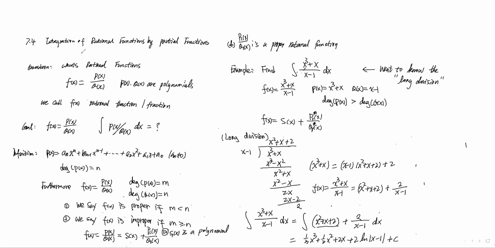Let's study partial fractions. This is a technique. So if we have a function f(x) equal to p(x) over q(x), we assume f(x) is proper. You may ask me, what if f(x) is improper? If f(x) is improper, you can use the long division. Look at here, right? You use the long division, you get a polynomial, and then you have a proper function.